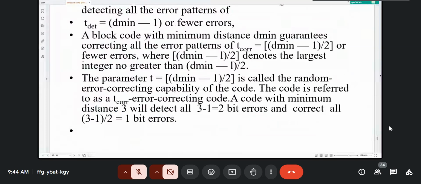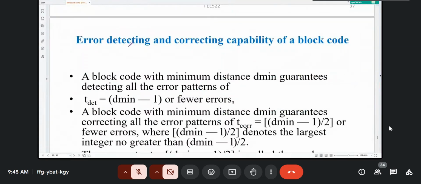I think here it is. Error detecting and correcting capability of a block code. If you have a minimum distance d min, then you are able to detect d min minus 1 or fewer errors. What it is saying, if your code has minimum distance of 3, it can detect 3 minus 1 or fewer errors. So it means it can detect 2 or 1 error.